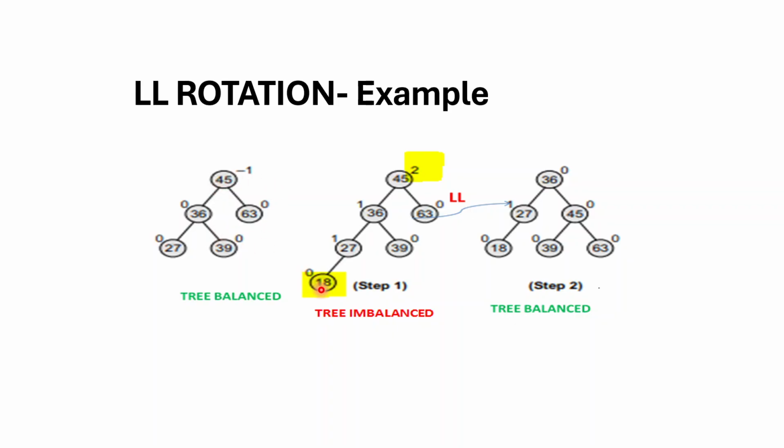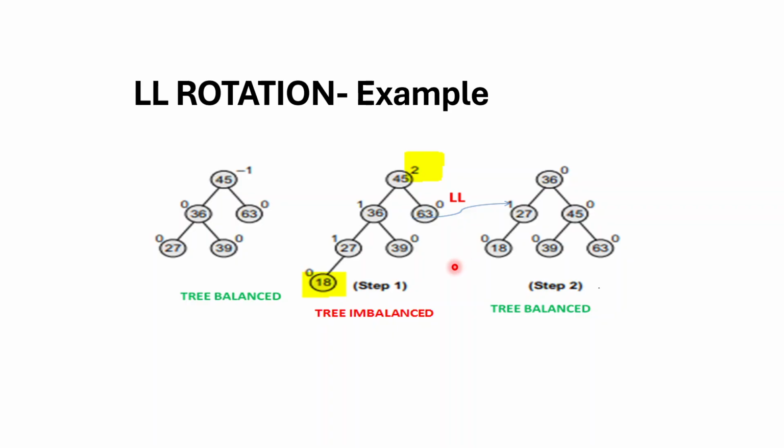So now when we add 18 into the balanced tree, what happens over here? This node becomes imbalanced. For 45, the left subtree height is 3 and the right subtree is 1. So 3 minus 1, it is 2. It becomes an imbalanced tree. So now what do we do? We will perform left rotation.